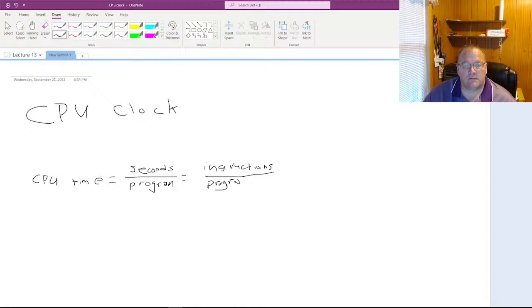It'd be really helpful if I could draw decently. This M is really sad looking. Oops. Times average cycles per instruction.